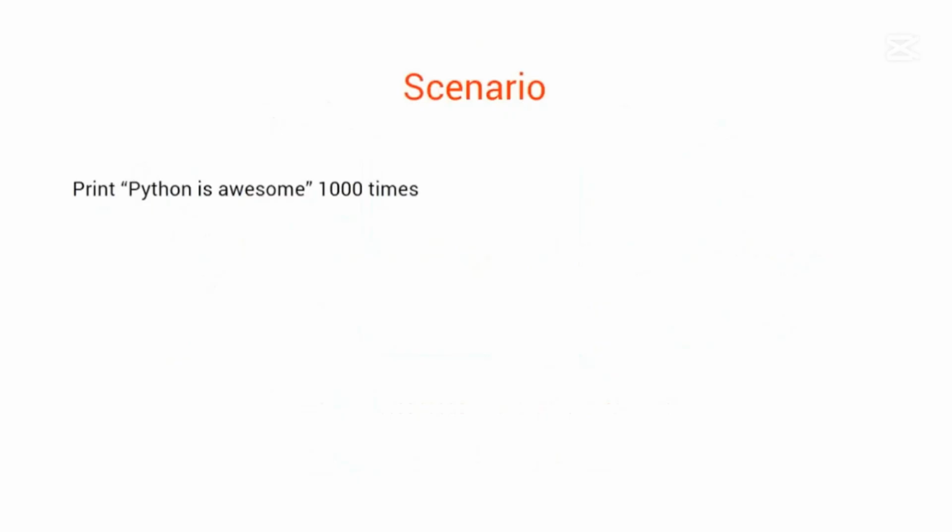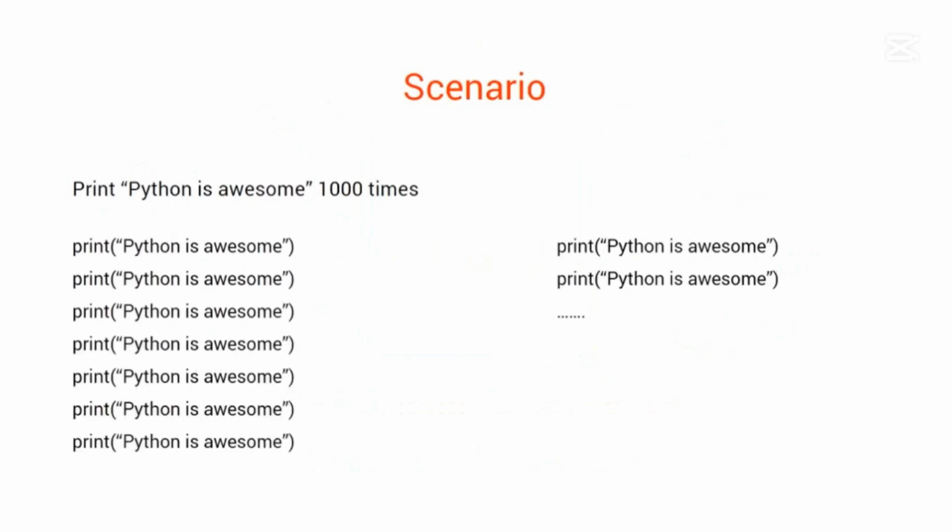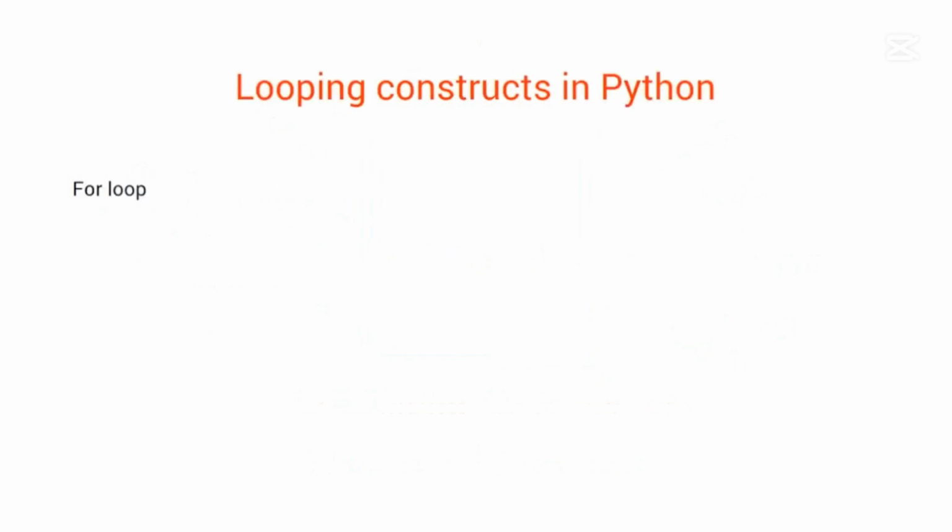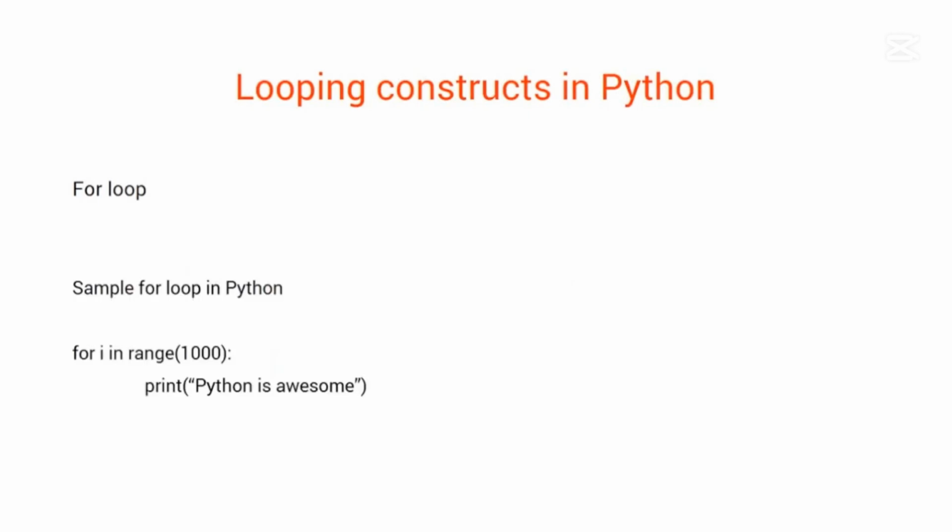Many a times, we often wish to repeat a particular task. So for example, we wish to print Python is awesome 1000 times. Should we write the print command 1000 times? As it turns out, no. Python provides looping constructs to help repeat a task. We will be talking about a particular looping construct called the for loop. A sample for loop in Python looks like this. You might notice this is quite a different syntax than the for loop in other languages.